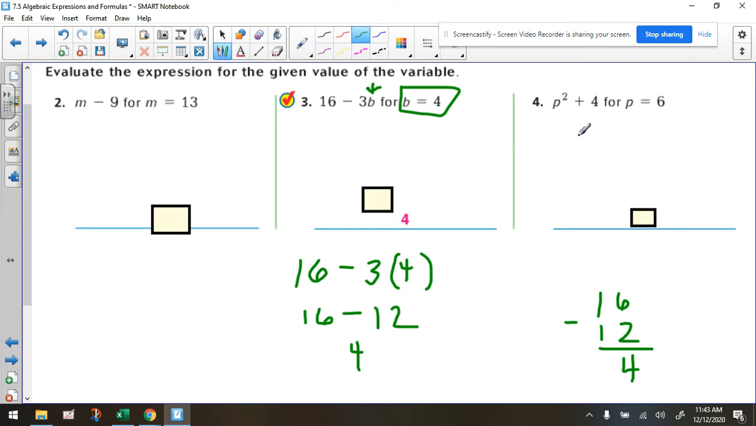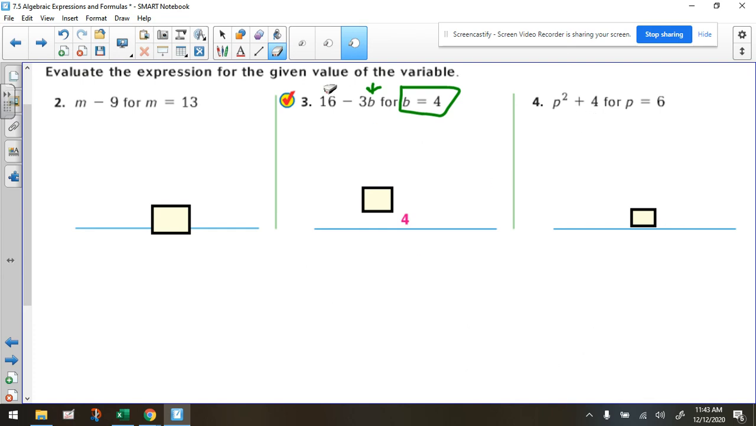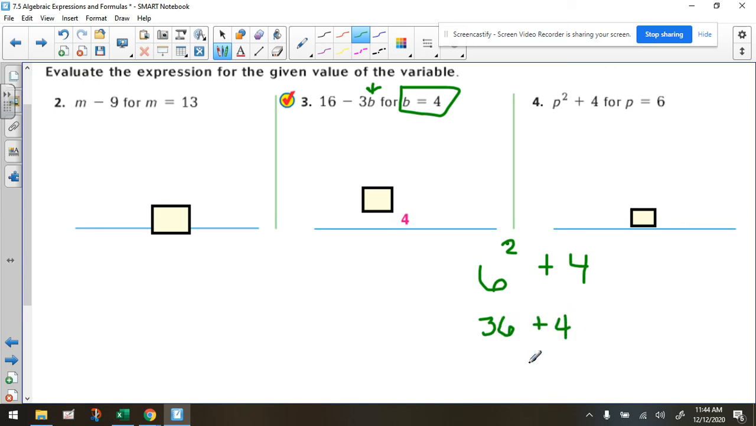p squared plus 4, p equals 6. So let's erase all of this so we have some workspace here on the bottom. If we substitute in the value for p, which is 6, and put an exponent, and now ask ourselves, what would this equal? Remember, that's not equal to 12. 6 is a factor twice, or 6 times 6, which is 36. And then add this 36 plus 4, and end up with your final answer, which would be 40.